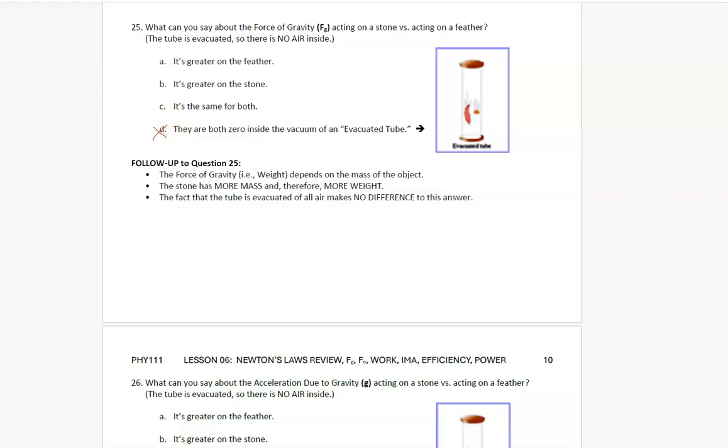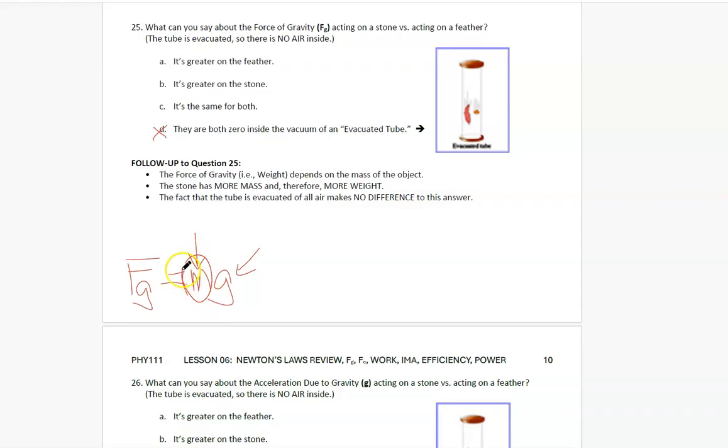All right, so is the weight greater on the feather, weight greater on the stone, or is it the same? Well, it's not the same. We have to remember, how do we calculate weight? Weight is force of gravity, equals mass times gravity. Well, g is not going to change for a feather or for a stone. It's the same g because the earth is the same earth with the same gravitational force on these objects. All right. What is changing is the mass.